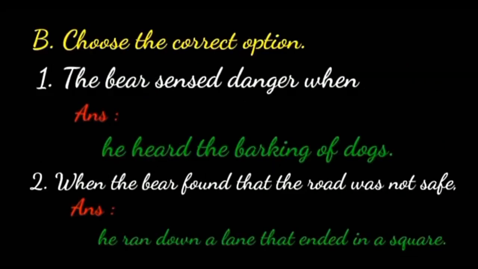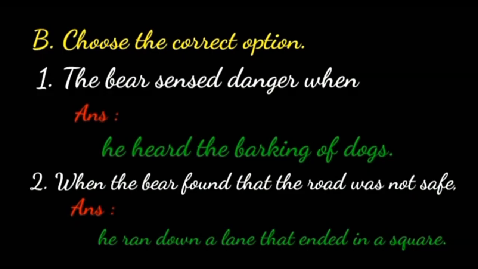Children, now exercise B. Choose the correct option. Children, in your book, there will be 3 options for the question. But here, I have given only the correct answer. Okay, children? Let's see the first one. The bear sensed danger when. I repeat, the bear sensed danger when.